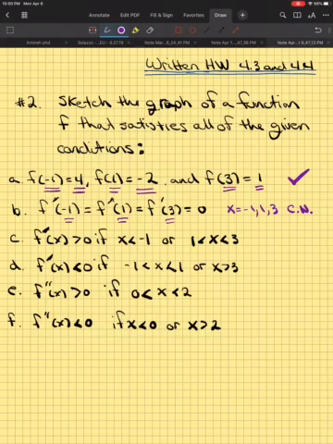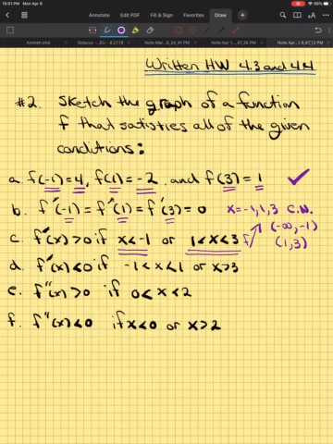Letter C is telling us that the first derivative is positive on certain intervals. And remember, if the first derivative is positive, the original function f must be increasing. In this particular example, the intervals we're given are x less than -1, so that's the interval -infinity to -1. We're also given that the derivative is positive on the interval 1 to 3. So on these two intervals, the original function f is increasing.